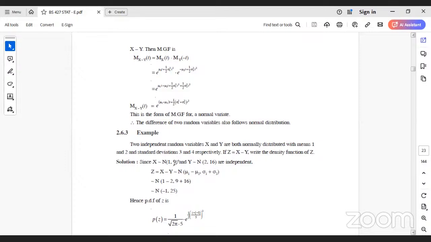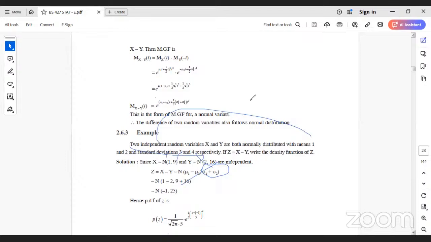So 1, 9 and 2, 16 we are taking here. X has mean 1 and Y has mean 2. 3 3 is 9 and squaring 4 gives 16. Z equals X minus Y follows N(mu 1 minus mu 2, sigma 1 square plus sigma 2 square), that is 1 minus 2 and 9 plus 16. So 1 minus 2 is minus 1, and 9 plus 16 is 25.